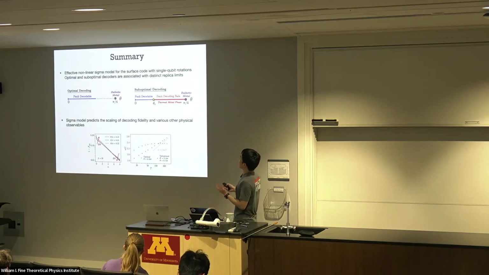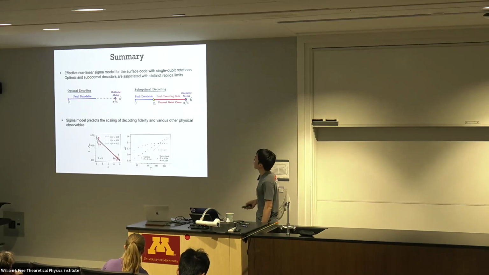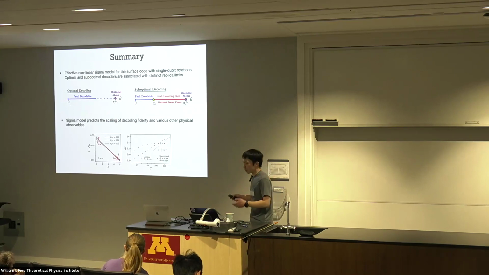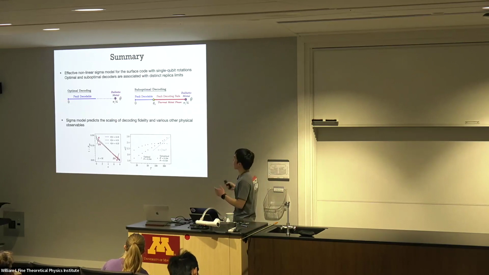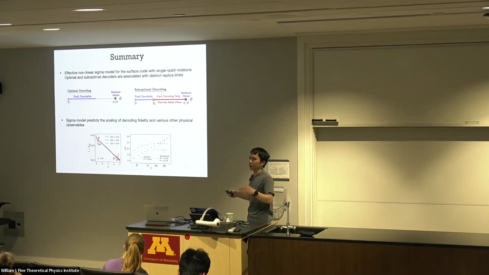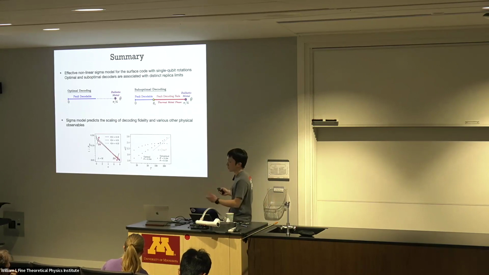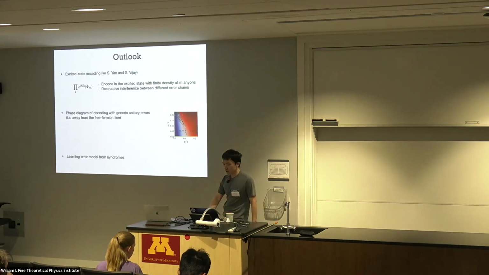Okay, so here's the summary. I hope I convinced you that there's a difference between the optimal and suboptimal decoding when you consider the surface code on the square lattice, and we use this effective theory to make a bunch of predictions on the quantities that people care about and examine them using numerical simulation.